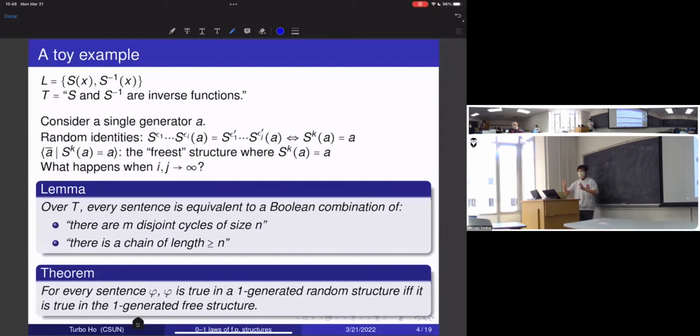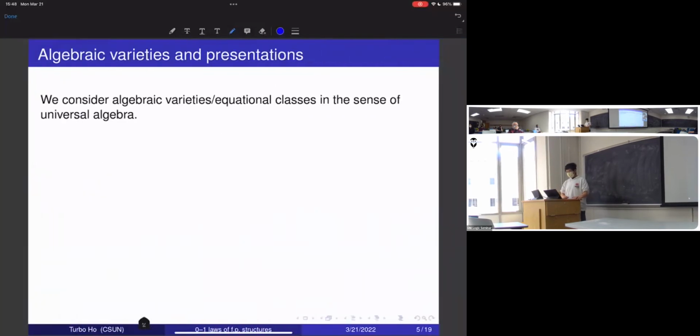Okay, so this is how these kinds of games are played. Formally, we borrow definitions from universal algebra to make this all formal.